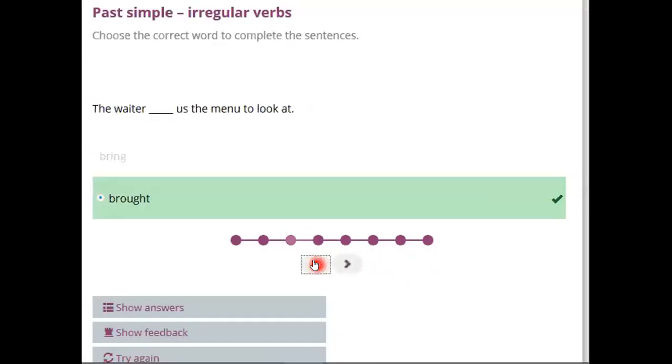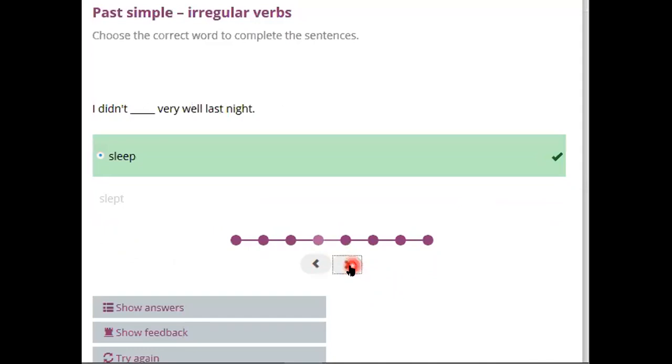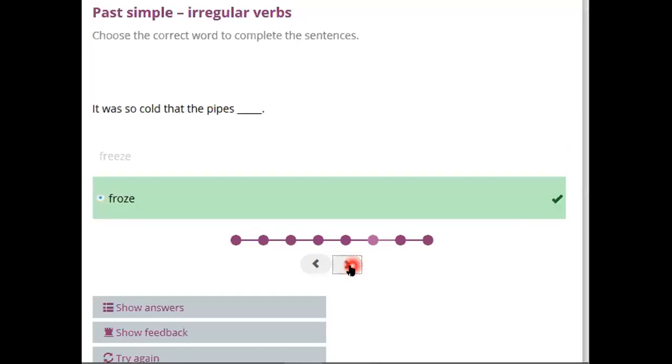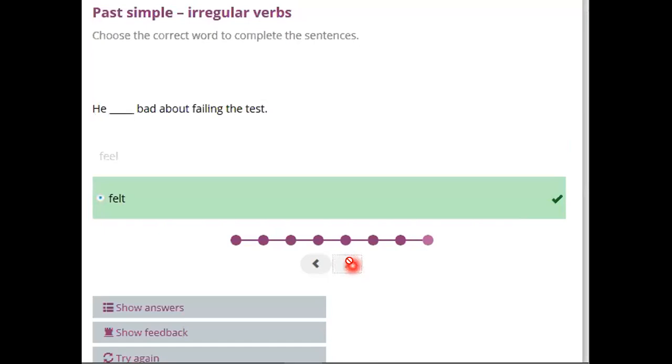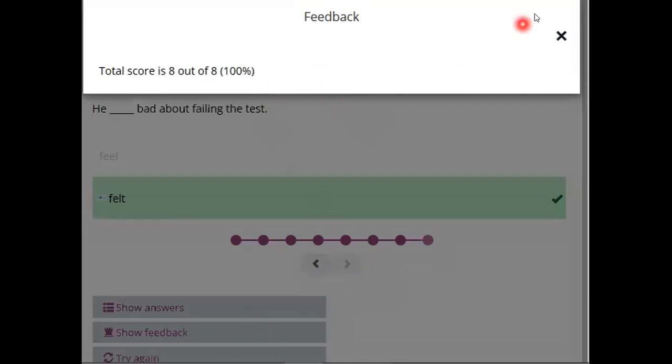Okay, let's go again through sentences one by one. So, we heard about the storm on the news. They found out it was my birthday. The waiter brought us the menu to look at. I didn't sleep very well last night. Did you leave your coat in the cafe? It was so cold that the pipes froze. She didn't tell us what to do for homework. He felt bad about failing the test. So feedback, everything is correct.